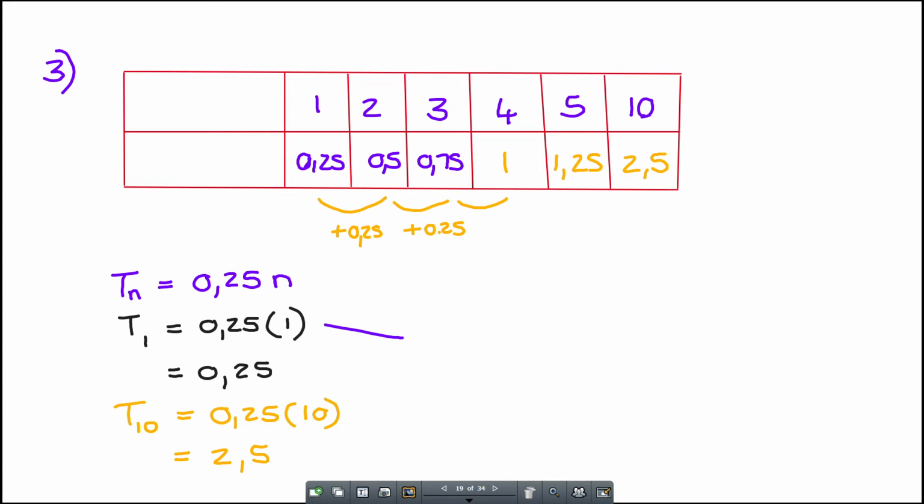So over here, I'm going to substitute n. So term 1 would then be 0,25 times 1. And that gives me 0,25. And what is term 1 supposed to be? 0,25. So by substituting in, I could see that I don't have to add or subtract anything. So let's go get term 10. So now I say 0,25 times 10, and that gave me the 2,5. Any questions there?